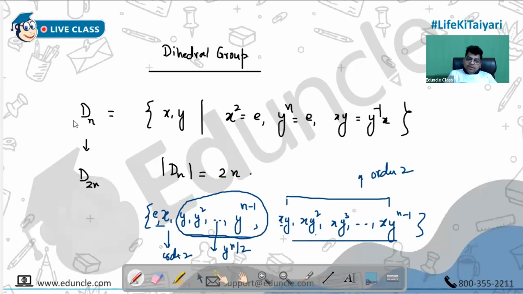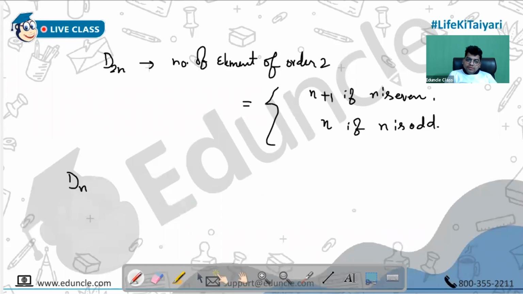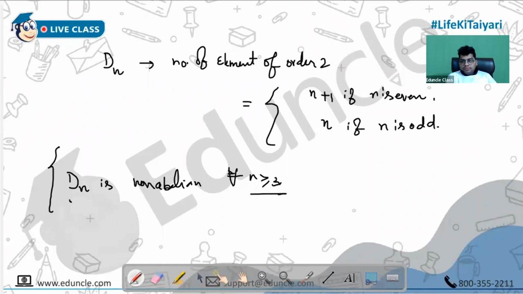The dihedral group is non-abelian. Dn is written as D2n in some books. The dihedral group is non-abelian for n greater than or equal to 3. Because for n equal to 1, D1 is of order 2 and cyclic, and D2 is also abelian, of order 4, with every element squaring to e. And D3, of order 6, is a non-abelian group. So it is non-abelian for n greater than or equal to 3.